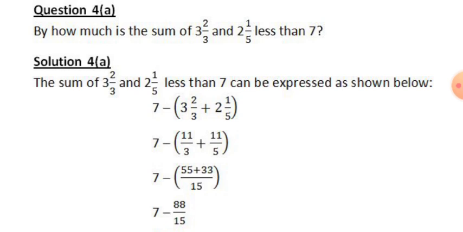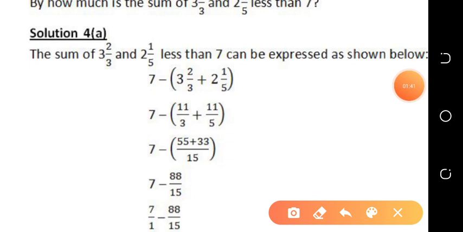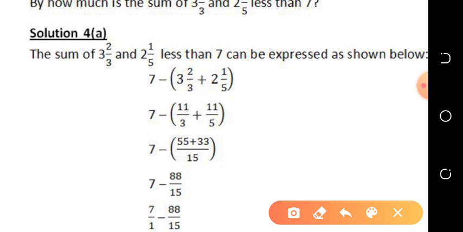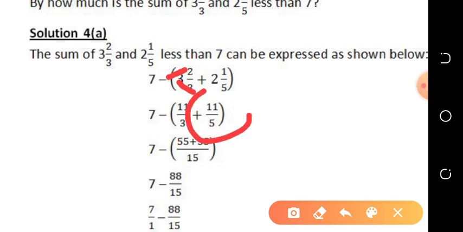In mathematics, you have to finish up with the bracket first. So what do you do first? You change every mixed fraction to improper fraction. You change 3 whole number 2 over 3 and 2 whole number 1 over 5, which are mixed fractions, to improper fractions. So doing that, we have 3 times 3 gives 9 plus 2 gives 11 over 3. Same here, 2 times 5 gives 10 plus 1 gives 11 over 5.